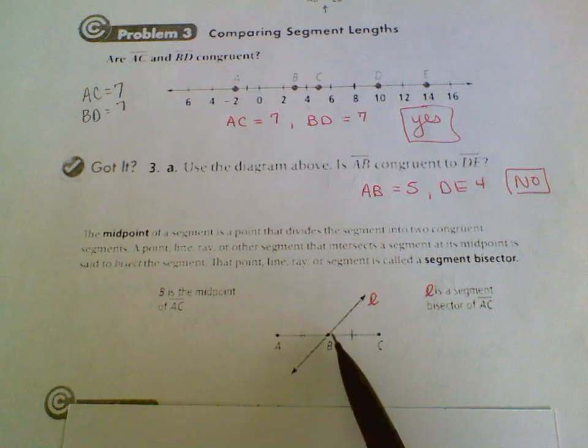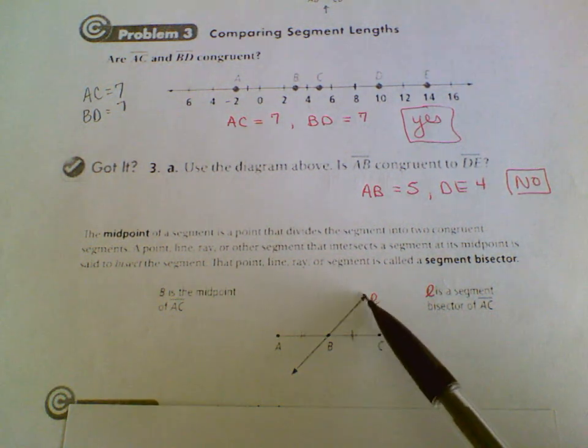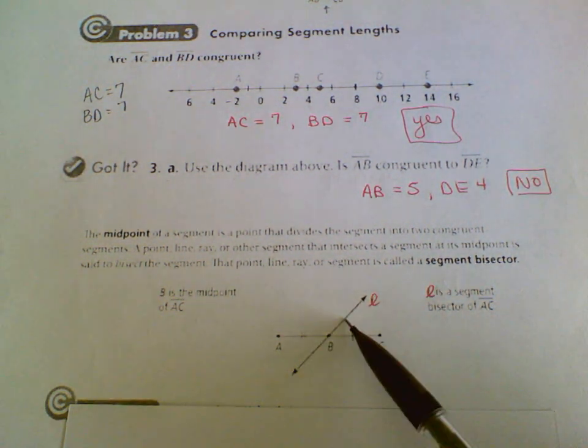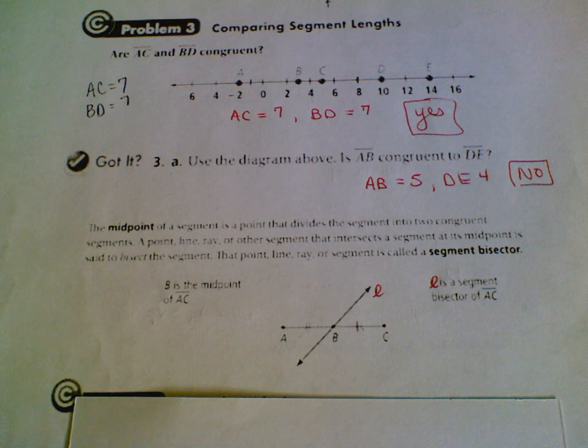So first off, B is a midpoint because it cuts it into two congruent pieces. And then segment bisector means this is the line that bisects it, so that's just the name of it. Okay, bisect: bi, two, secting, cutting it in half. All right.